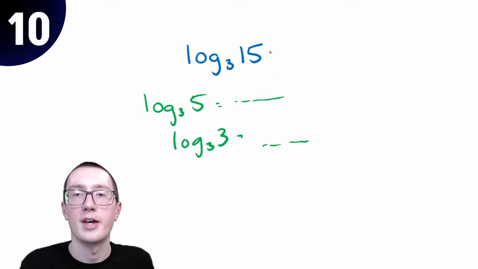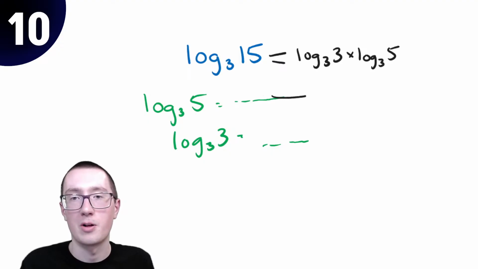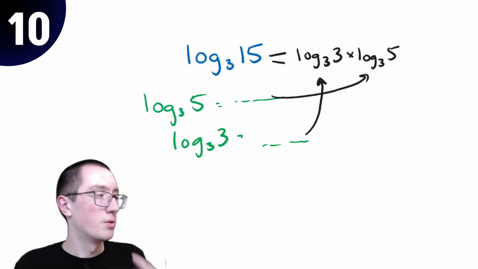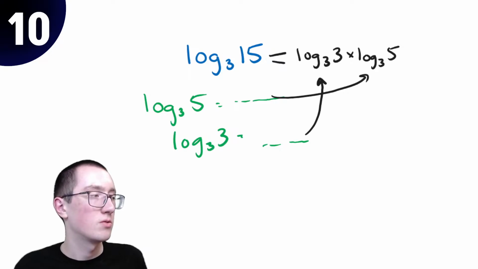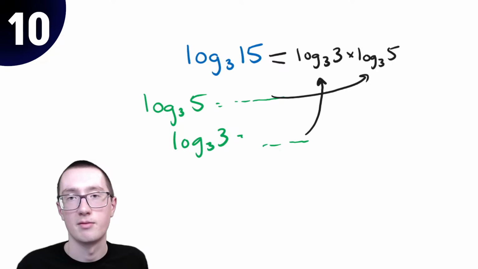You would just have to know that this is the same as log base 3 of 3 times log base 3 of 5, and then you would plug in this number here and this number here. So just like you can combine logarithms, you can also split them up the same way.